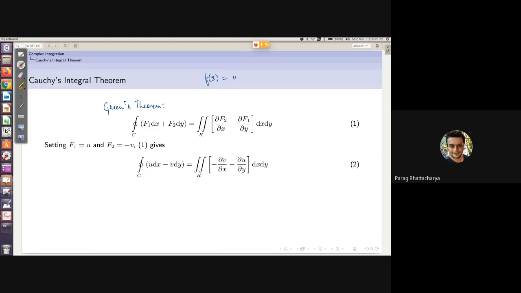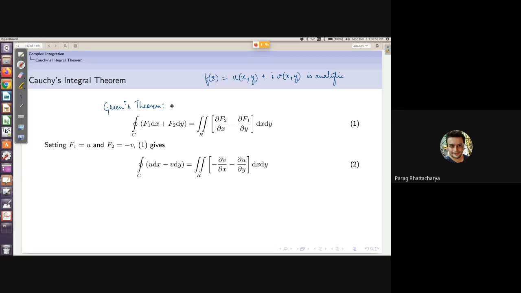And what is the function f(z)? It is u(x,y) plus i v(x,y). So this is the analytic function. If this function is analytic, that means u and v are continuous, and u and v have continuous partial derivatives. We have already seen that. Now see, this u and v are also functions of x and y.